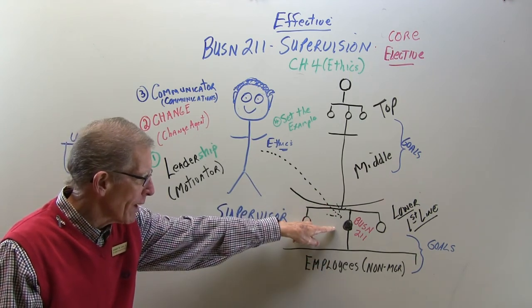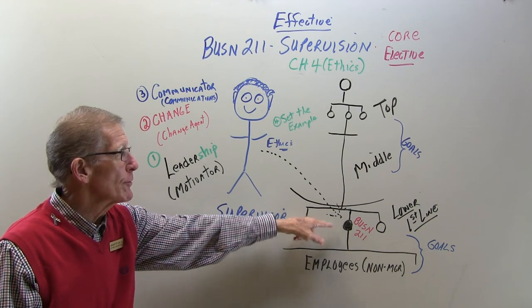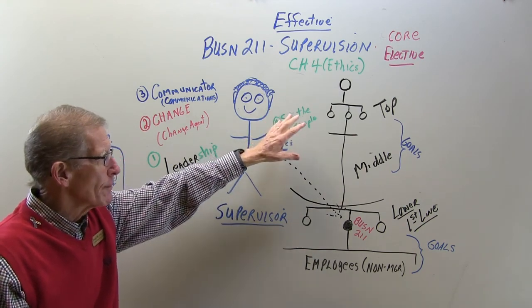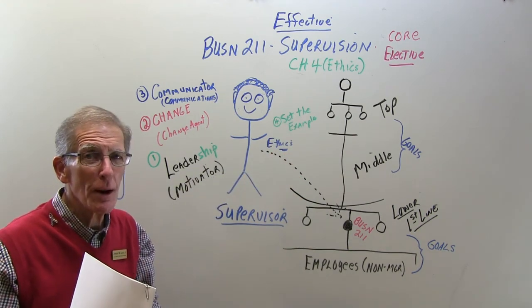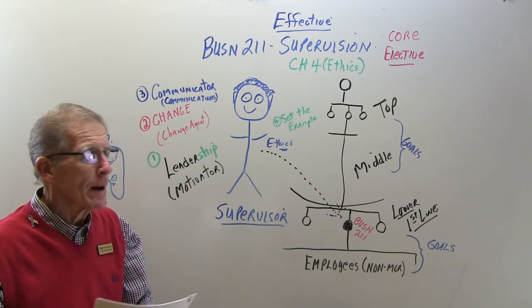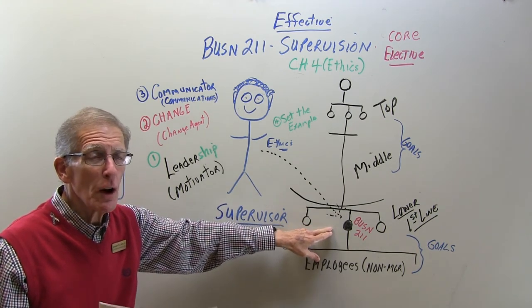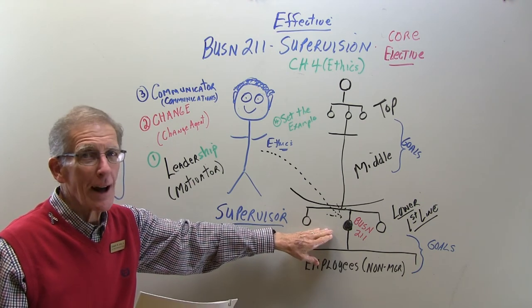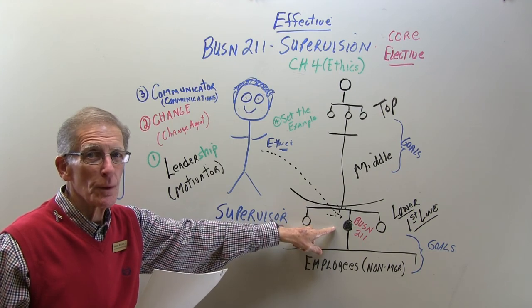If you're a first-line supervisor right here, and you find yourself in a business where top management has very different ethical standards than what you have, and you're very uncomfortable with their standards, you really have two choices. Stay in your position and adjust to those ethical standards, or get out, because you're not going to change the business from down here. Okay?